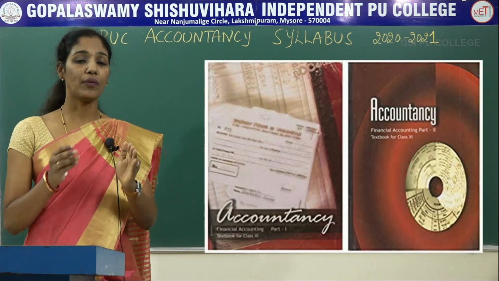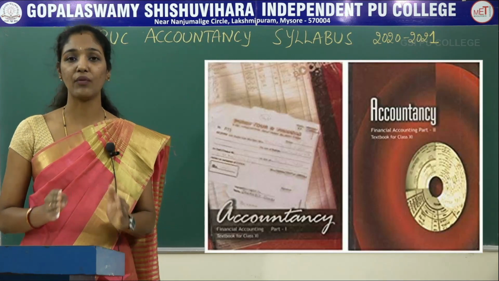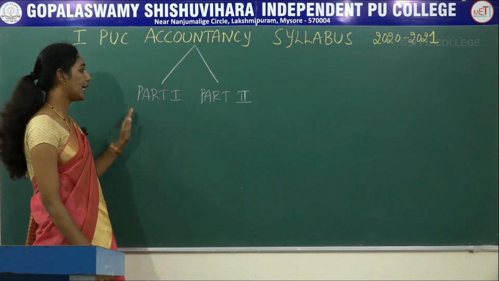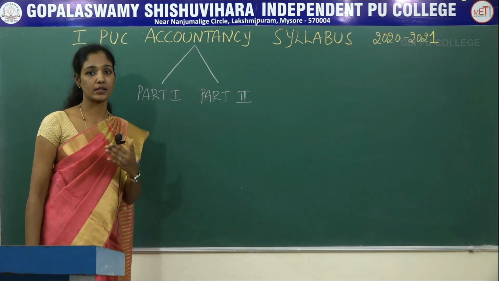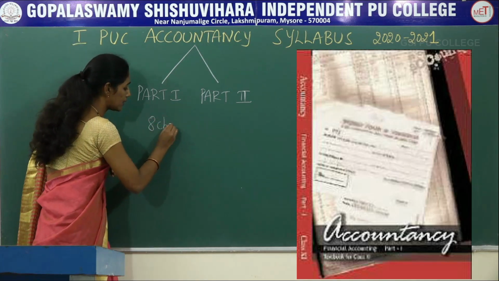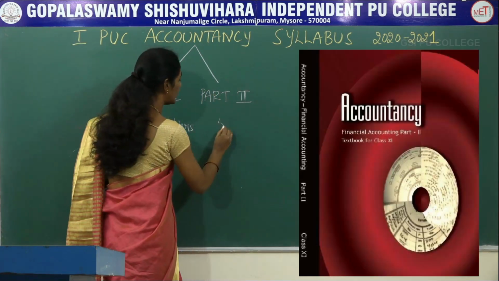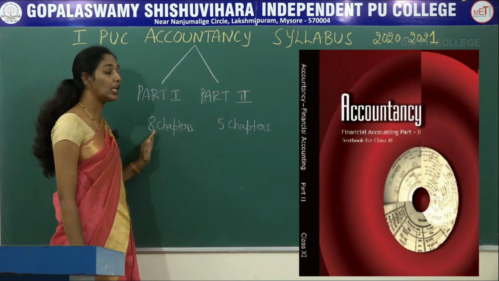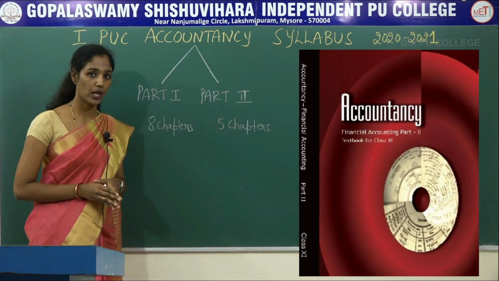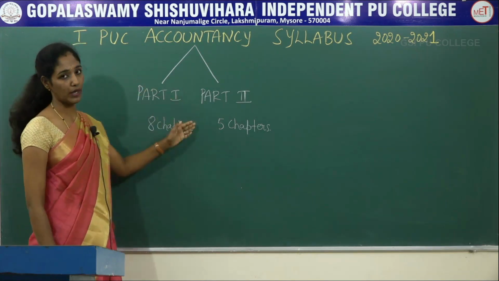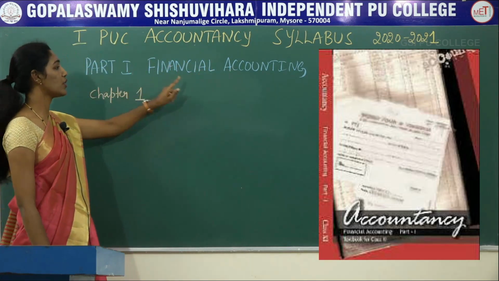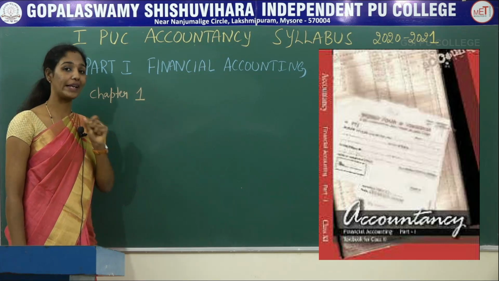Your first PUC accountancy syllabus can be divided into two parts: part 1 and part 2. Each part has a separate textbook. Part 1 consists of a total of 8 chapters and part 2 consists of a total of 5 chapters. In total, you have 13 chapters in your accountancy subject. Now let's discuss one by one. The part 1 textbook is called Financial Accounting, and it consists of a total of 8 chapters.